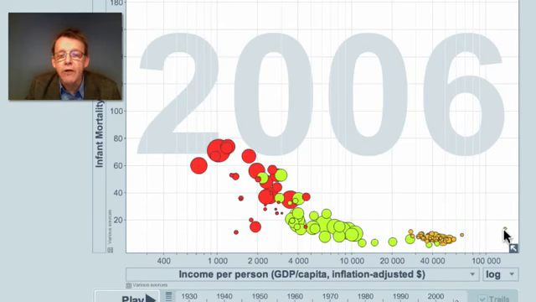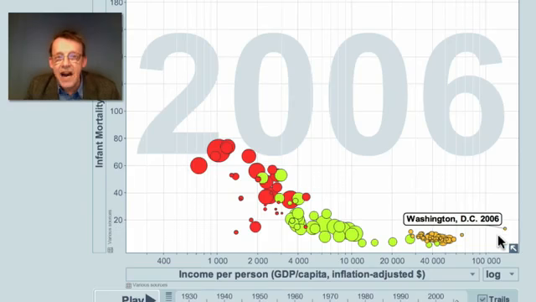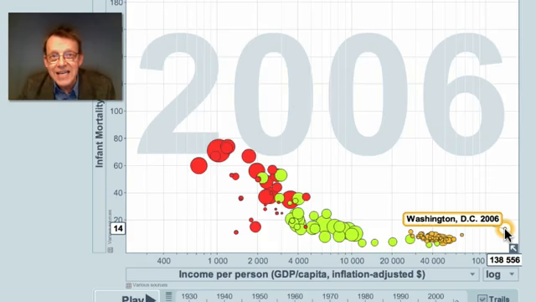And who is here in the front? Who is here in the front? It's Washington, D.C. They have the highest income per person, and yet they have an infant mortality rate of 14, almost highest in all the states of the U.S.